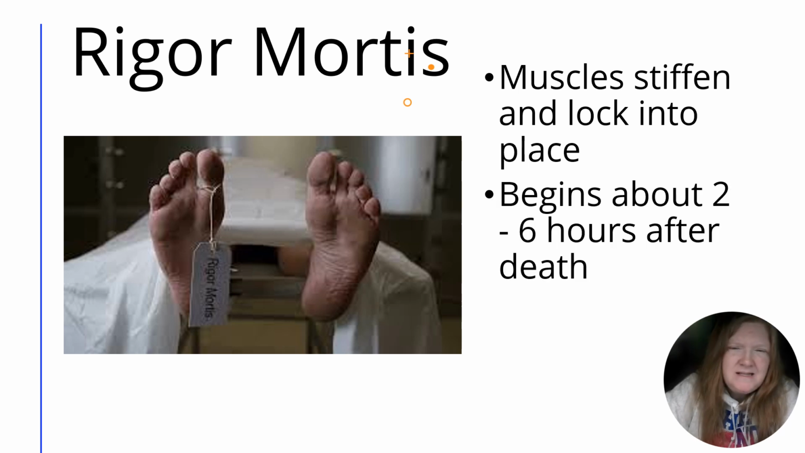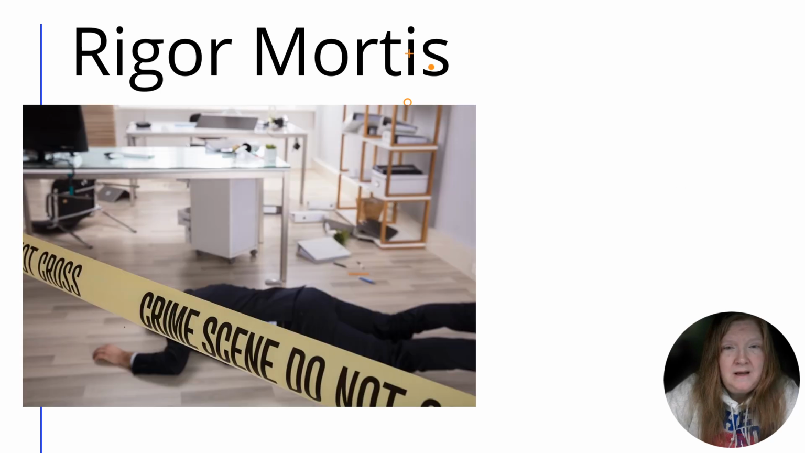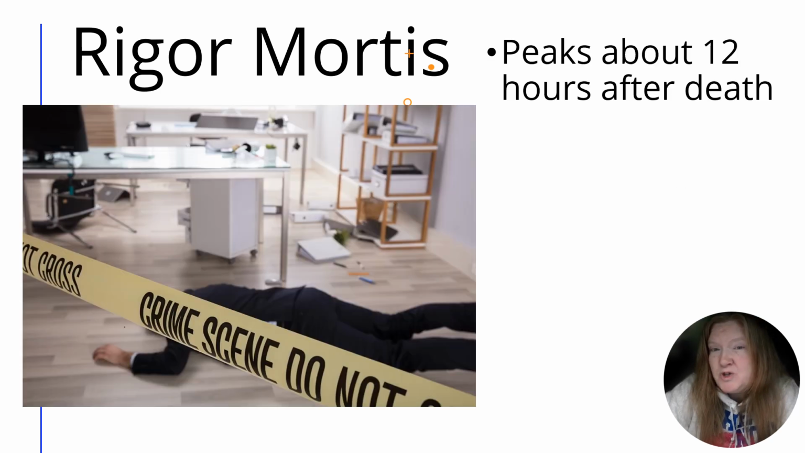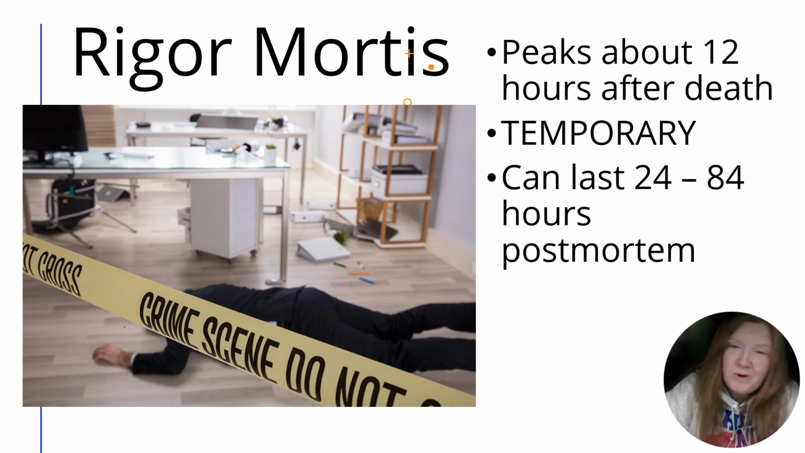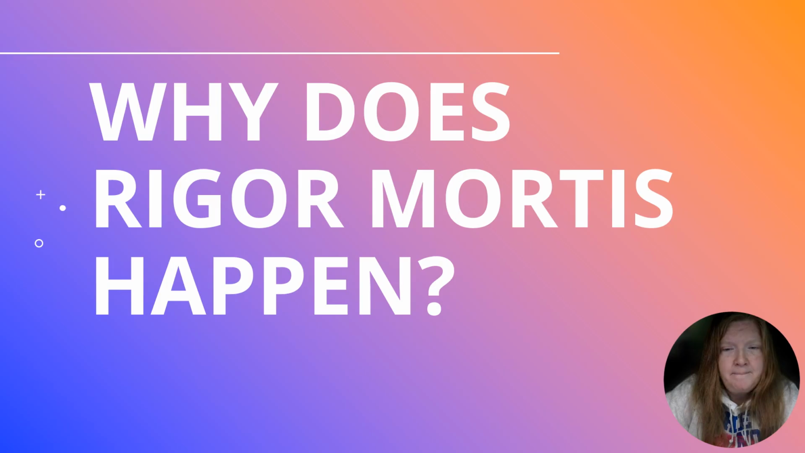It typically begins about 2 to 6 hours after death, and it peaks about 12 hours after death, but it is temporary. Okay. It can last 24 to 84 hours post-mortem. So beyond that time period, there will be no more rigor mortis. Okay, so that stiffening is temporary. But why does it even happen, right? Why does rigor mortis happen?